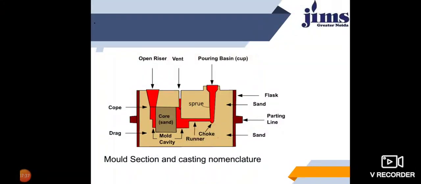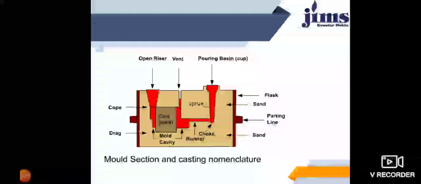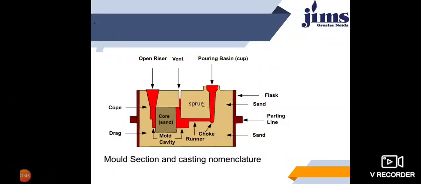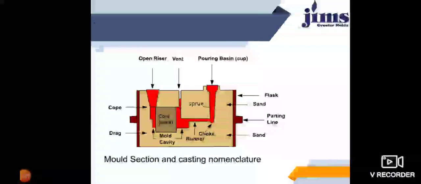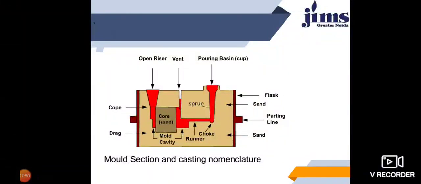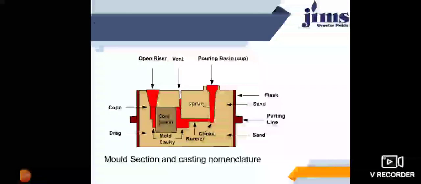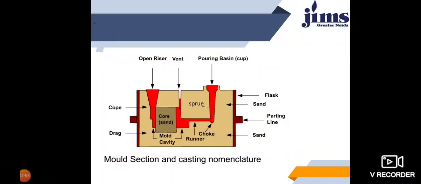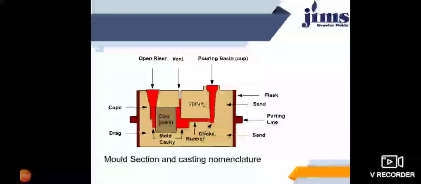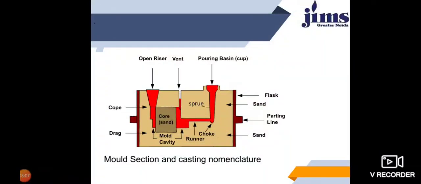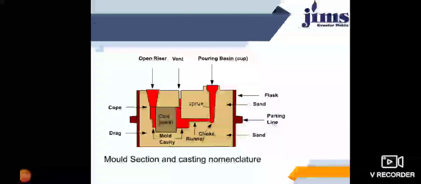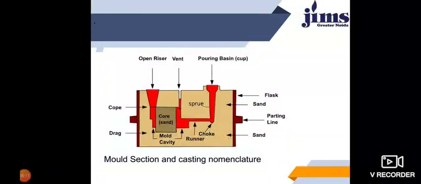Next we have the mold section and casting nomenclature. These are all the nomenclatures of a casting process. Open riser, okay, this is the vent, then this is the pouring basin, we have the flask, sand, this is the parting line, the dividing line between cope and drag, sand portion, choke portion, runner. Through the pouring basin we pour the liquid, and through the runner it reaches the gate, and from the gate it ultimately reaches the molding sand, okay. Then this is the mold cavity main portion.